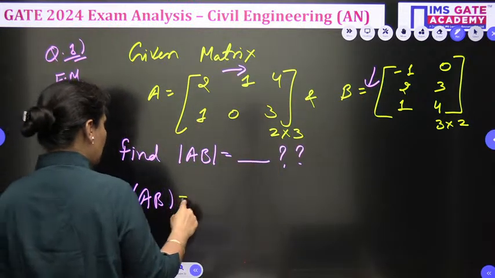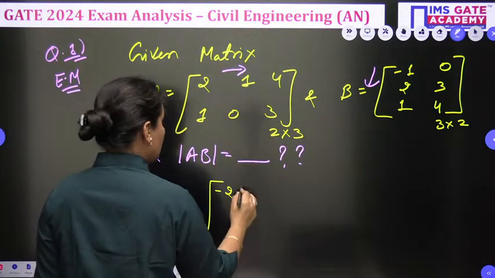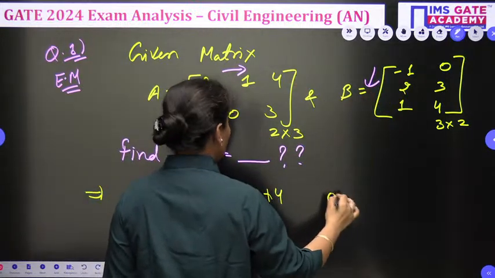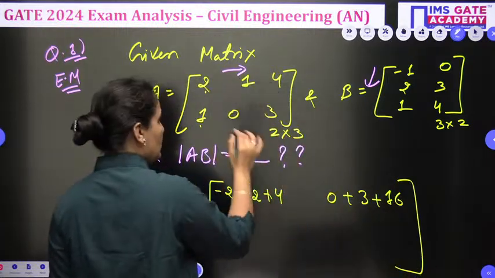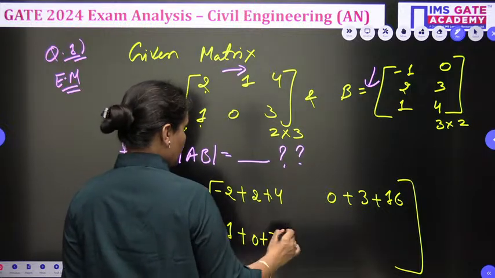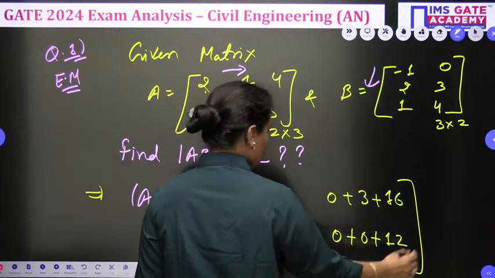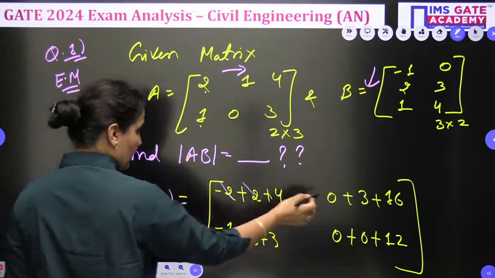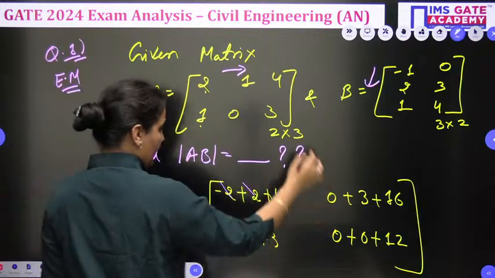So let's go with the AB here. It will be 2 minus 2 plus 2 plus 4. The next will be first row with the second column, so this will be 0 plus 3 plus 16. Similarly, with this one, -1, 0 plus 3, this is 0. And the last will be 0, 0 and 12. So when you write it down, it will be 4 minus 2 plus 2 gone 4. Here we have 19, here we have 2, and here we have 12.